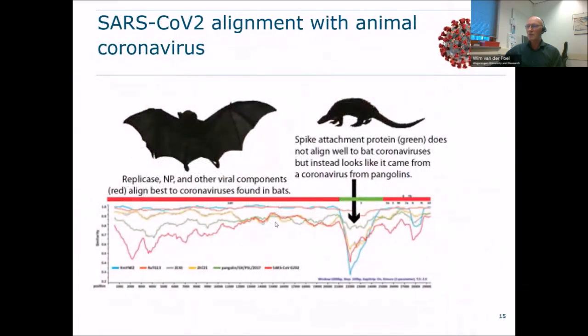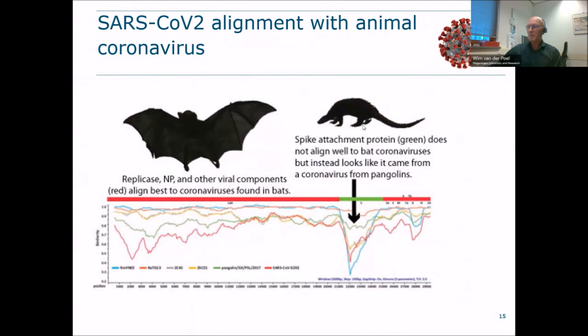What could have been that intermediate host? There is still no definite proof for that. But for example, in the pangolin, a coronavirus is circulating. We see parts of a genome that we also find in the SARS coronavirus 2 virus. So the pangolin is seen as a potential candidate to have been the intermediate host.